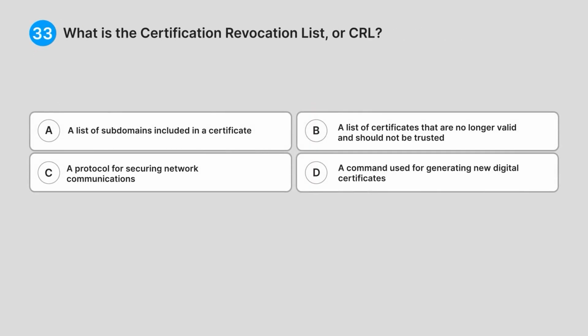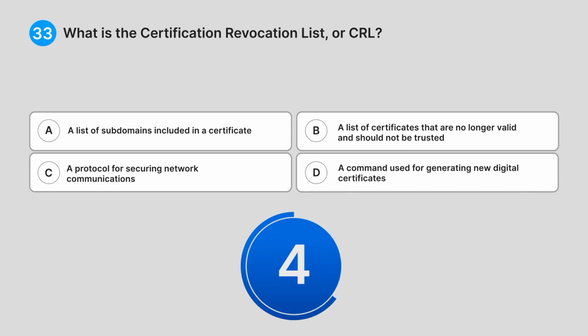33. What is the certification revocation list, or CRL? A. A list of subdomains included in a certificate. B. A list of certificates that are no longer valid and should not be trusted. C. A protocol for securing network communications. D. A command used for generating new digital certificates. Do you know the answer?